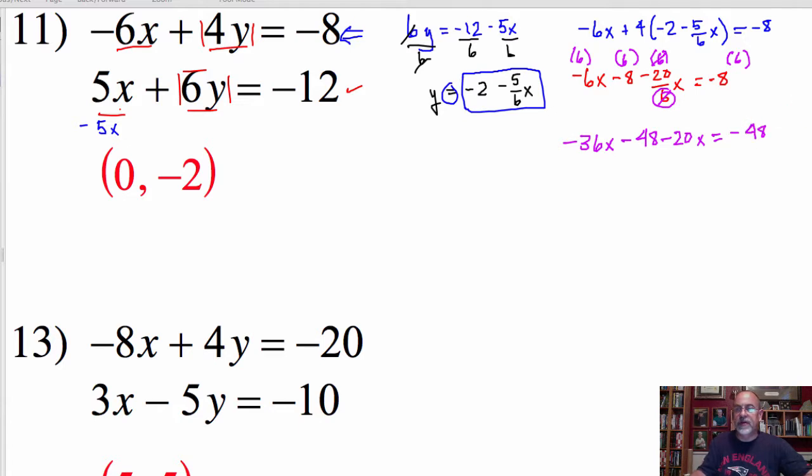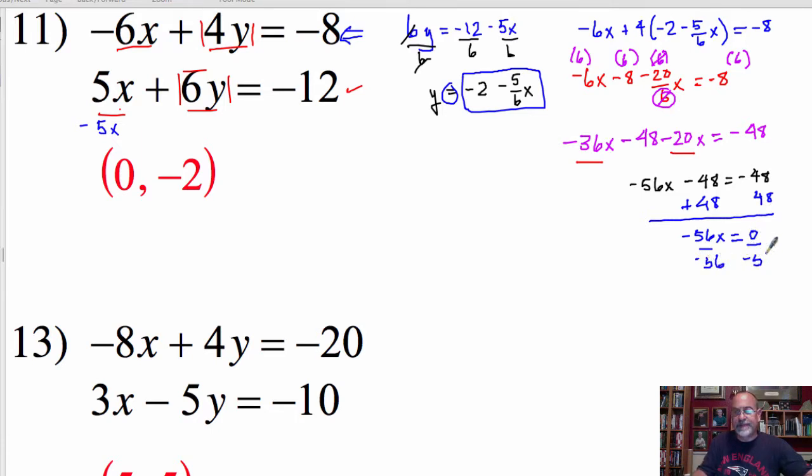Next step in simplifying an equation is to simplify each term. So I've got like terms, I need to add those together. So -36 and -20 is -56x, and then I still have -48. I then am going to isolate that term with a variable by adding the opposite of everything else over here. So we're going to add 48 to both sides. So -56x is equal to -48, and 48 is 0. Dividing by -56, that reduces to x, and that equals 0. So 0 is my x value.